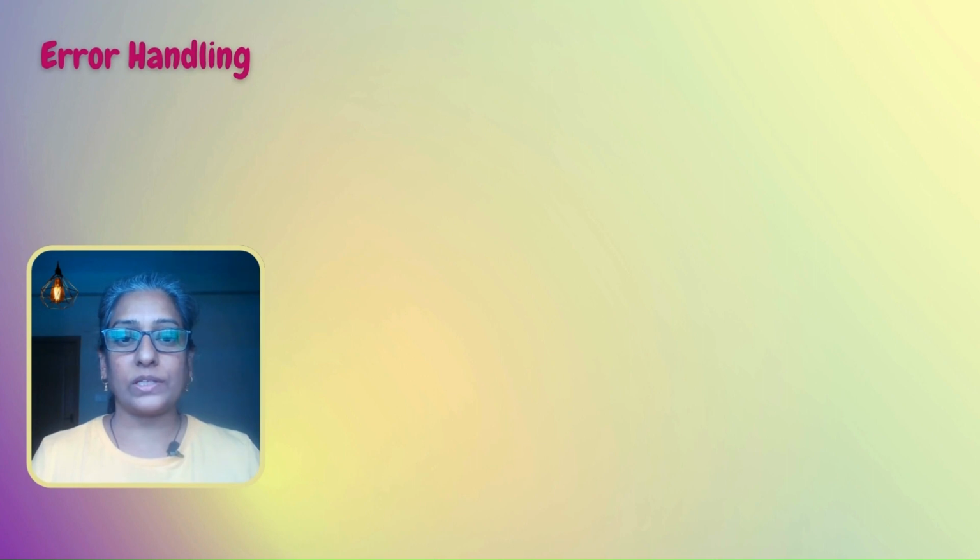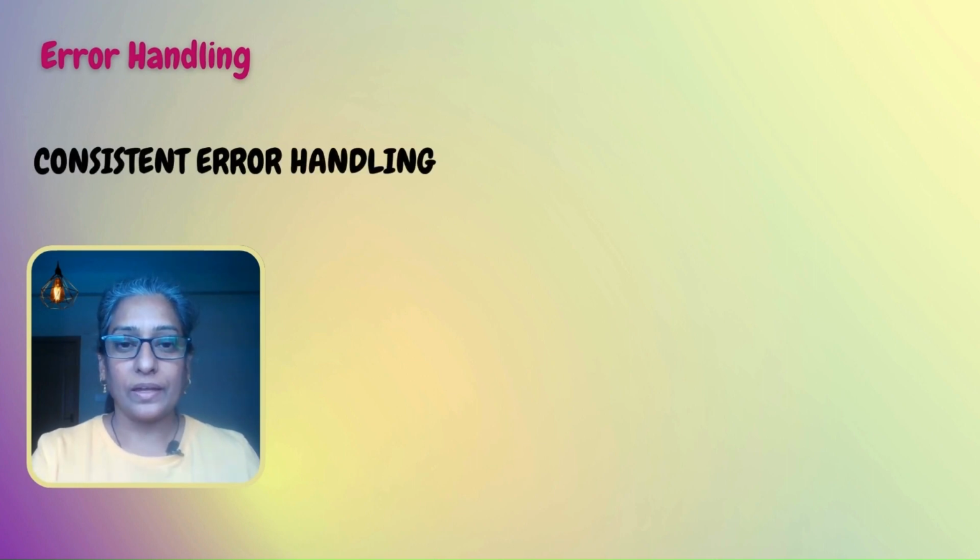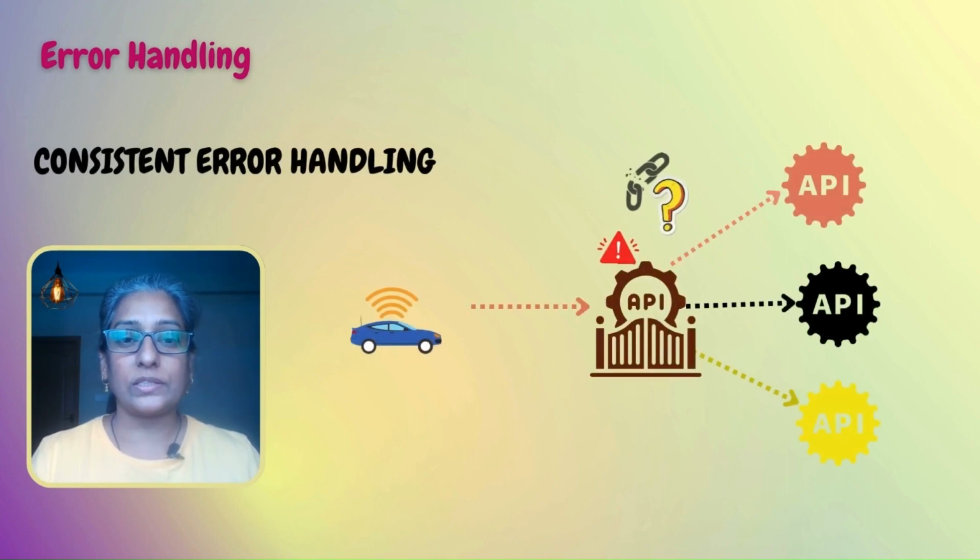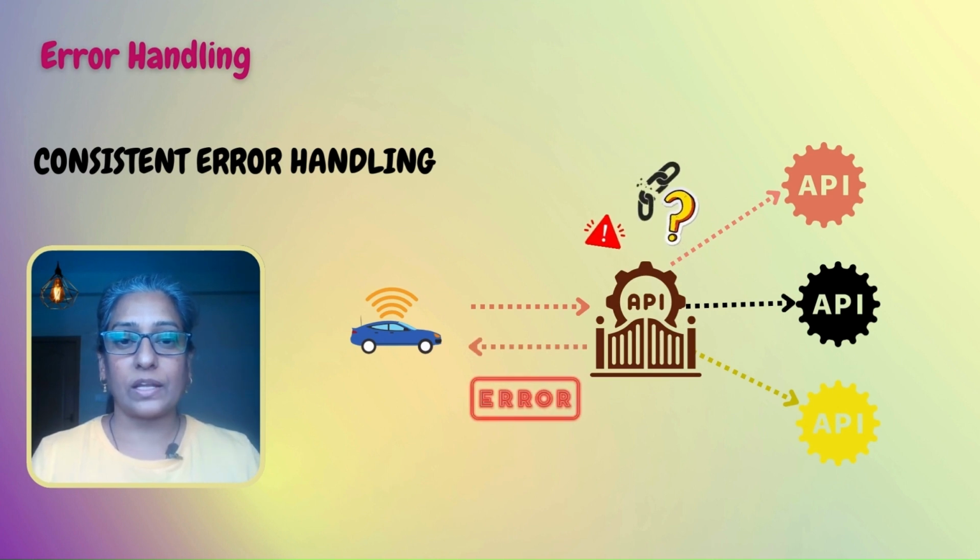API gateway provides a consistent way to handle errors. It can generate error responses to clients even when the backend services are unavailable or when services return unexpected results.